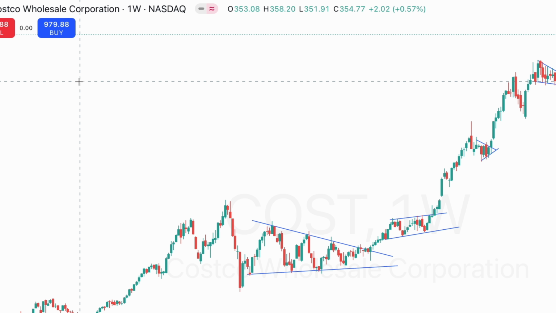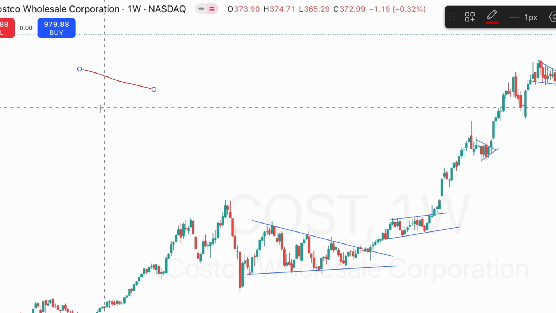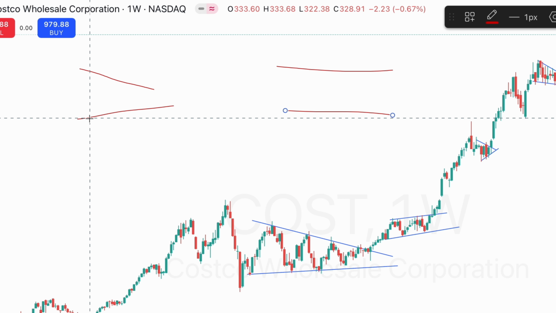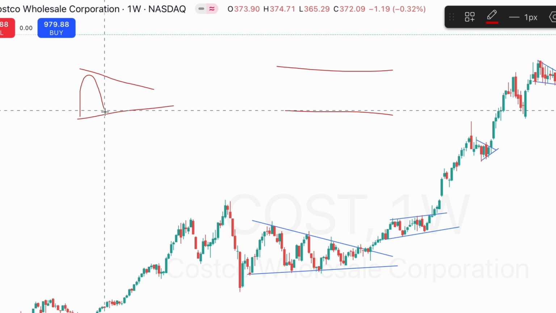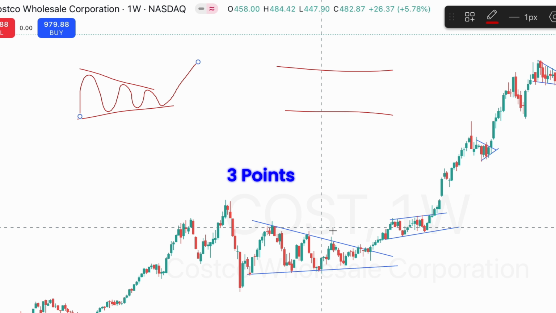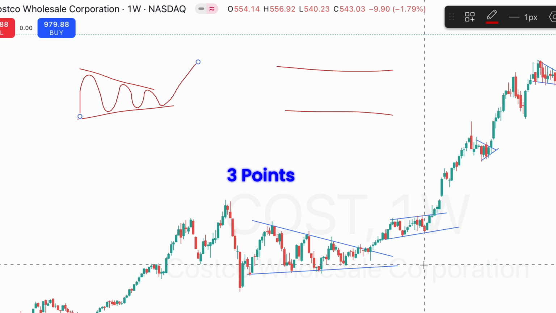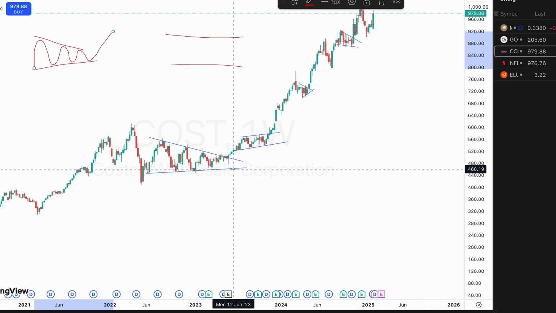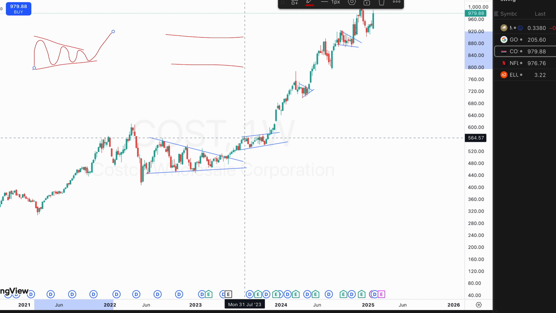And I normally draw 2 types of patterns. One is a triangle pattern and one is a channel pattern. So these channel patterns and triangle patterns can be drawn when there are at least 3 points connecting these levels. So we should have at least 3 points to connect these levels so that we can confirm that it's a strong level. So once we connect those resistance levels and support levels, we can just wait for a breakout and take a trade.